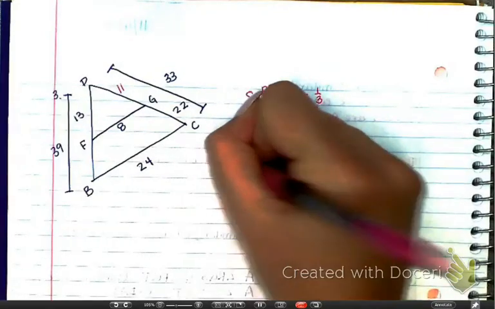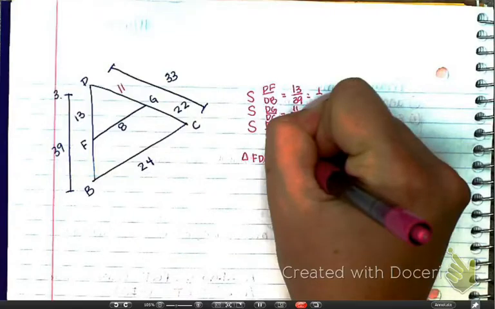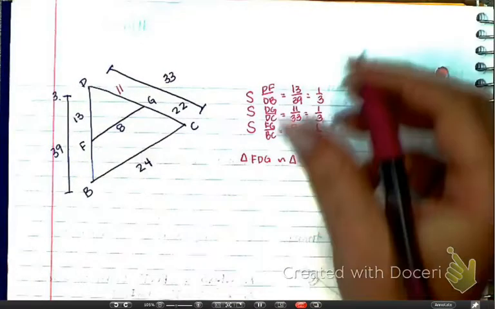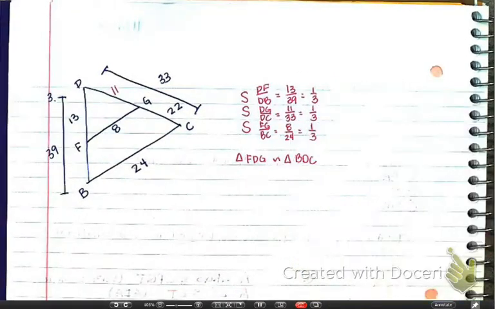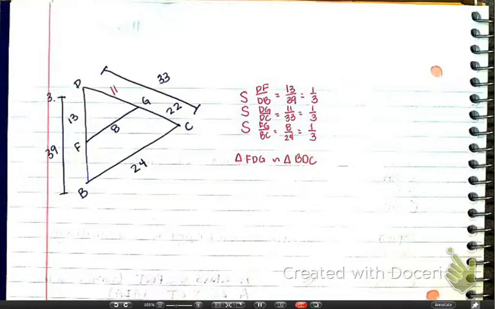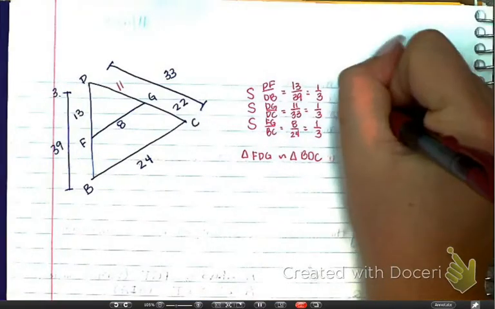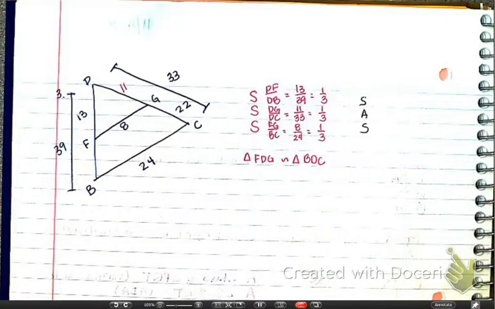So let's say triangle FDG. What is triangle FDG similar to? BDC. Okay, that was one option, so I could use side, side, side for that. I also had enough information to do side, angle, side. So I'm going to give you both so you have it.